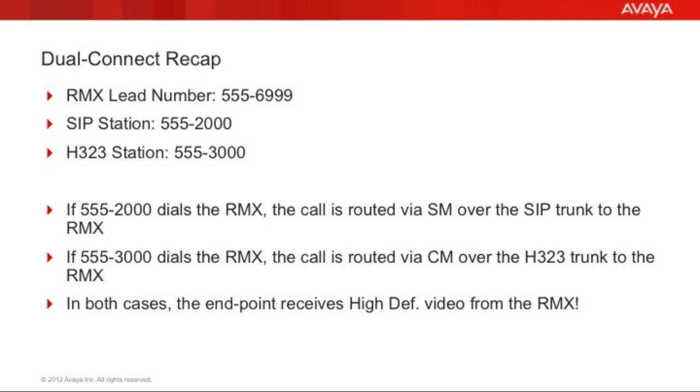Congratulations! At this point, you have a configured Polycom RMX for dual connect to both the SIP Session Manager and the H323 Communication Manager. You've also successfully configured SIP stations to dial the RMX over the SIP trunk and H323 stations to dial the RMX over the H323 trunk. Now you should be able to establish high-definition video conference calls between your SIP and H323 video endpoints.